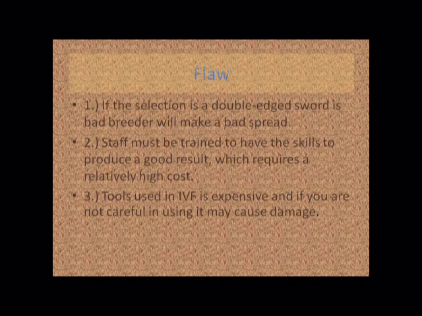Flaws: 1. The selection is a double-edged sword; a bad breeder will spread bad traits. 2. Staff must be trained to have the skills to produce a good result, which requires a relatively high cost. 3. Tools used in IVF are expensive, and if you are not careful in using them, they may cause damage.